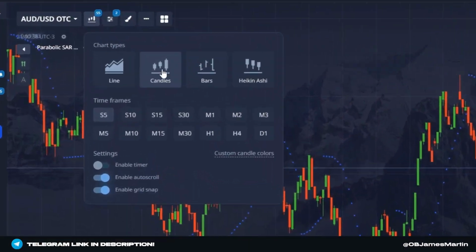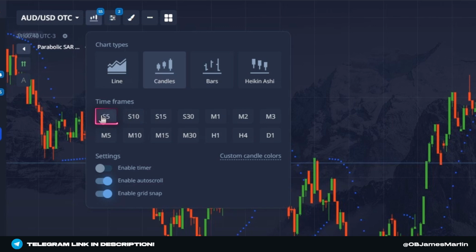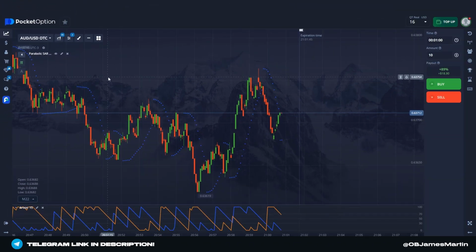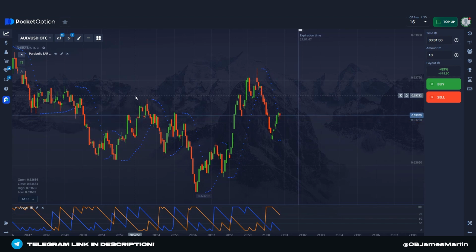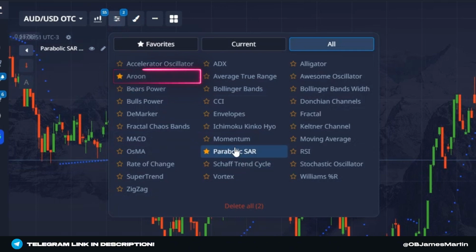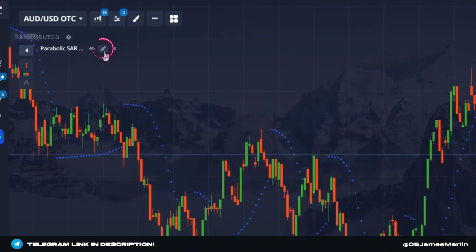Today we're going to use classic candles and a time frame of 5 seconds. And we're going to use 2 indicators, but guys, the settings and the strategy will be different today: Aroon and Parabolic SAR. So that's a new combination.